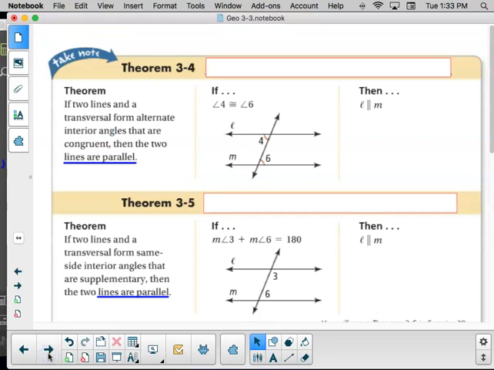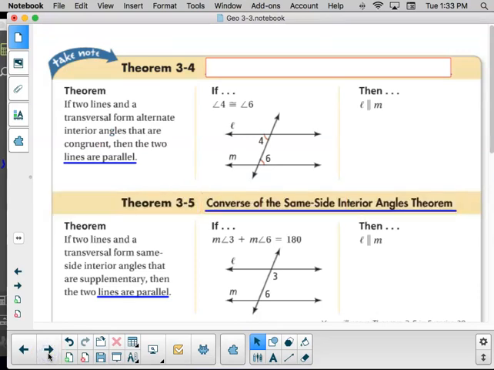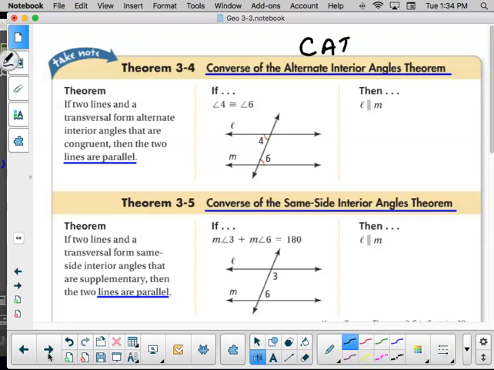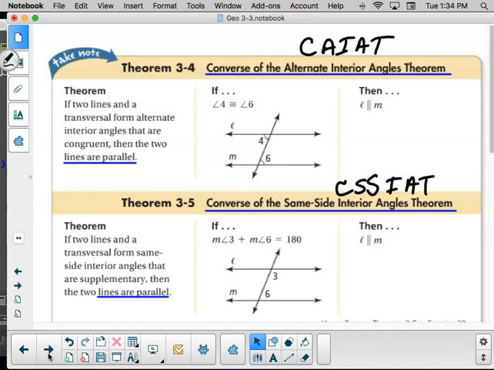Okay. Now, the next ones. I'm pretty sure you probably were clued in that this was what we were going to be doing today. We have the converse of alternate interior angles theorem. Remember, that's converse. Converse of the alternate interior angles theorem. Okay. We have the converse of the same side interior angles theorem. Okay, so we have those shortcuts there. I want to make sure you see them.